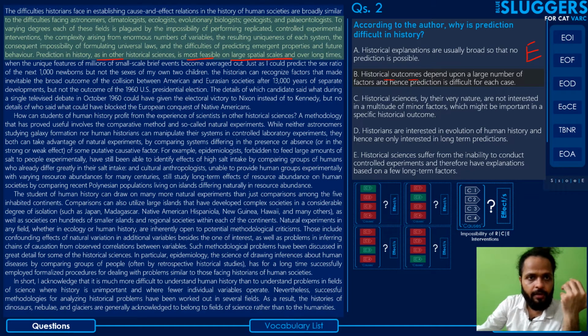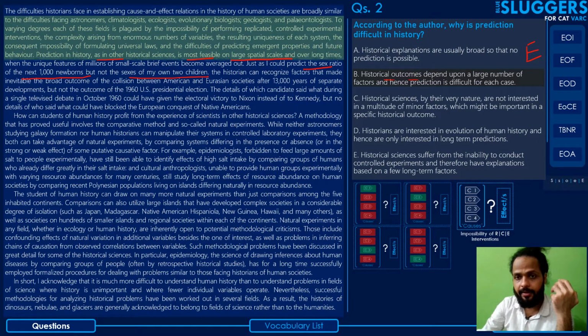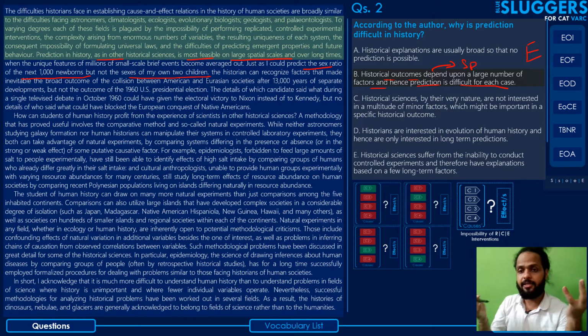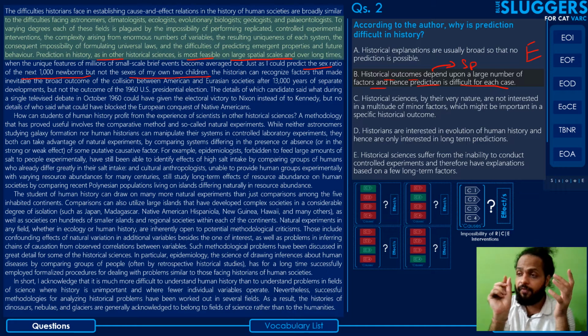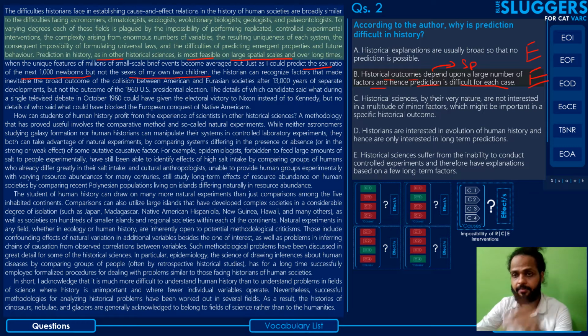He gives the example of how he can predict the sex ratio of the next 1,000 newborns, but not the sexes of his own two children, right? So far as historical outcomes do depend on a large number of factors, and hence prediction is difficult for each case, but this is restricted only to very specific small-scale scenarios, like the prediction of the gender of the two children of a child. This has not been given as the general reason why prediction in history is difficult. This is the reason why prediction of very specific unique outcomes is difficult. So this comes close but still will be eliminated with a capital E.